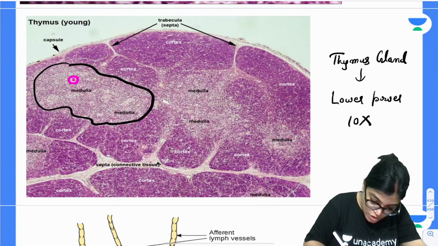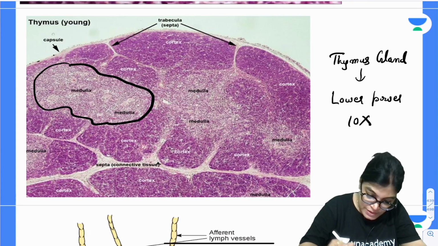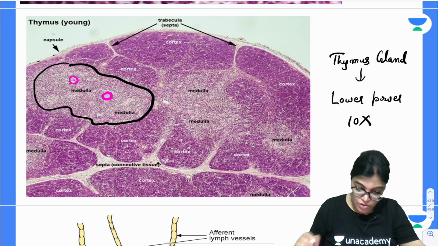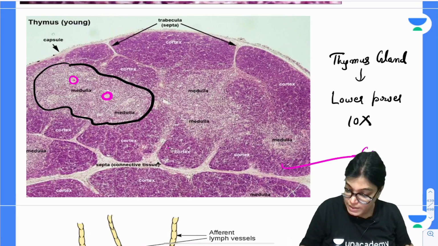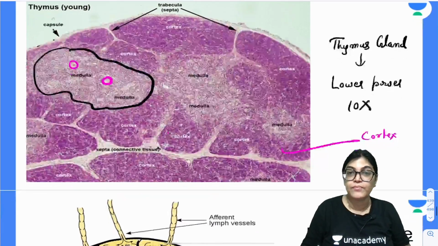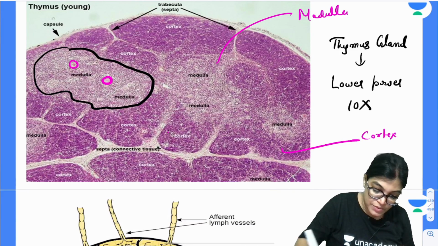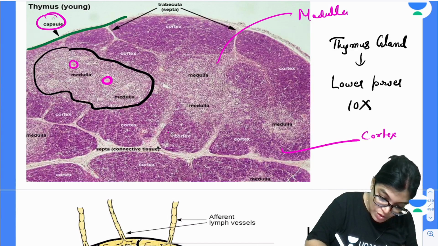Can you see here this small pinkish structure? Okay, so this is one Hassall's corpuscle, this is another Hassall's corpuscle. So a few Hassall's corpuscles have been shown. This is the cortex area which is seen. This is the medulla area containing Hassall's corpuscles. The fibrous capsule is very evident. This is the whole of the fibrous capsule.